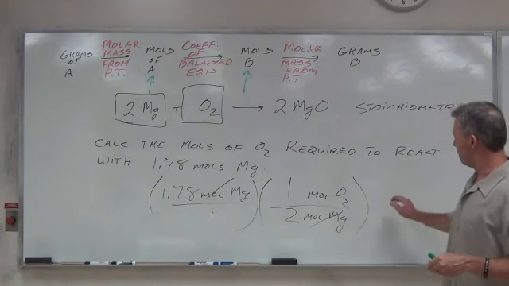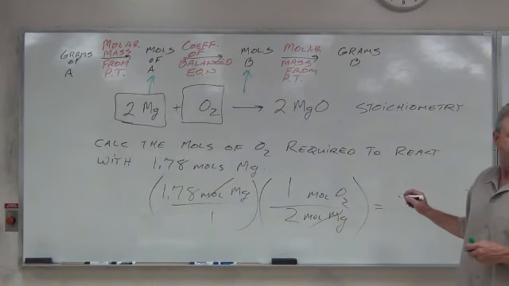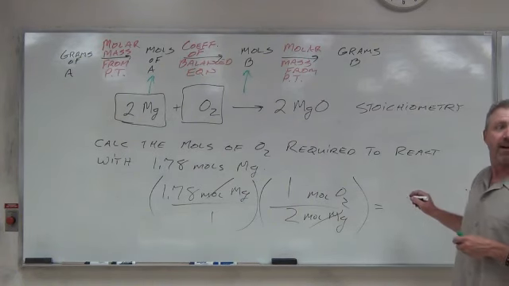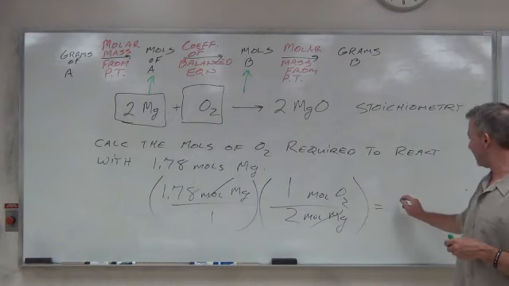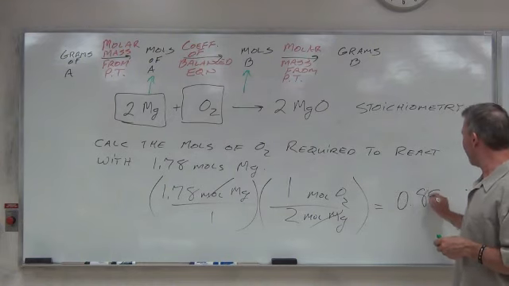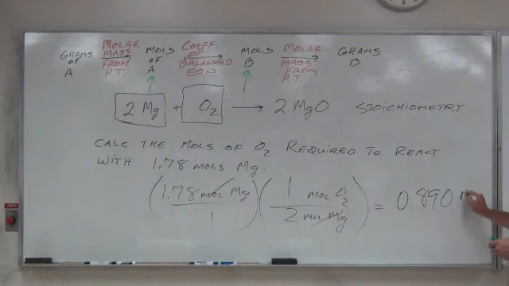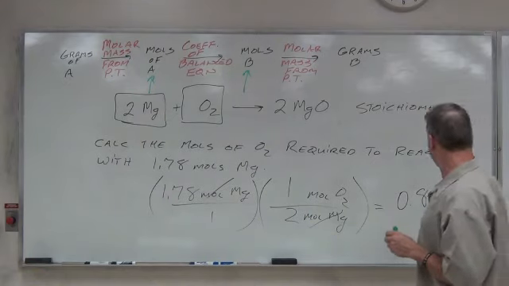What do we have? Very good. 0.0890. Your calculator gives you an answer, 0.89, right? But that's only 2 significant digits. This answer has to be to 3 based on the 1.78. 0.890 mole of O2.